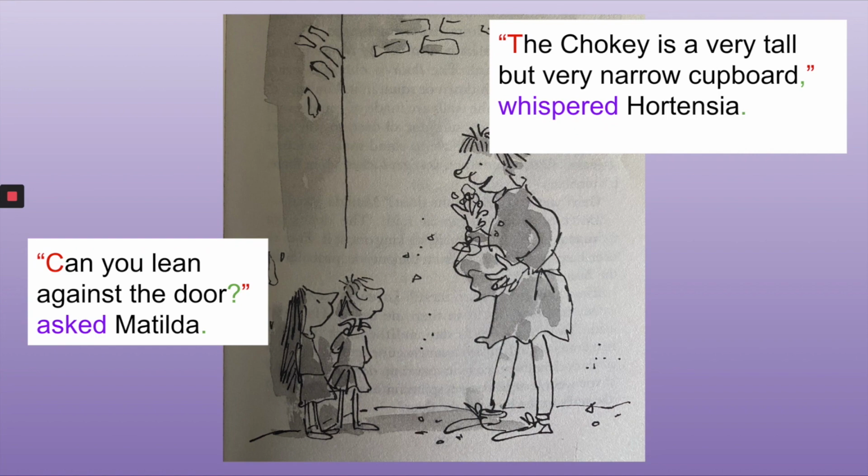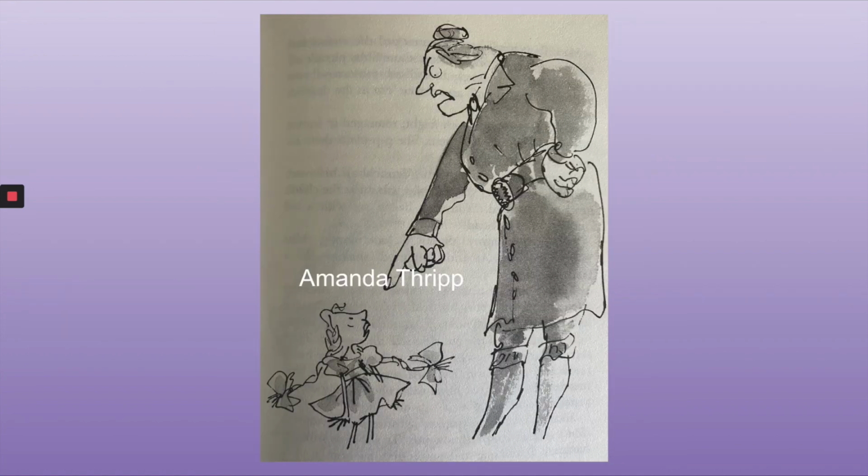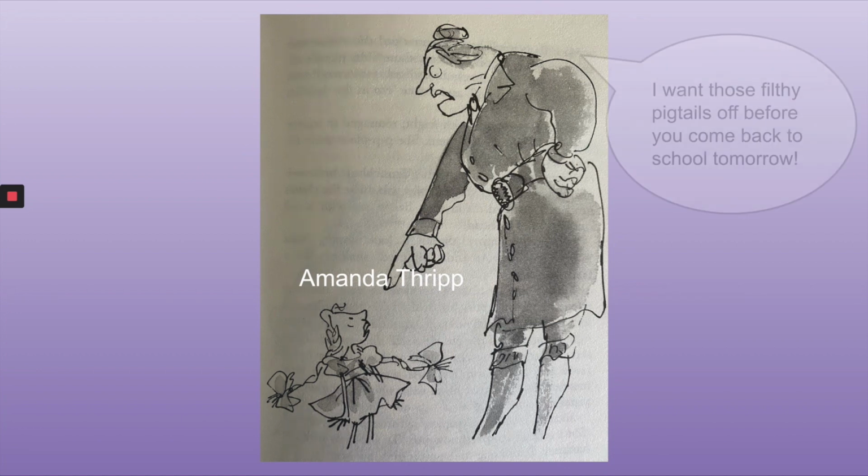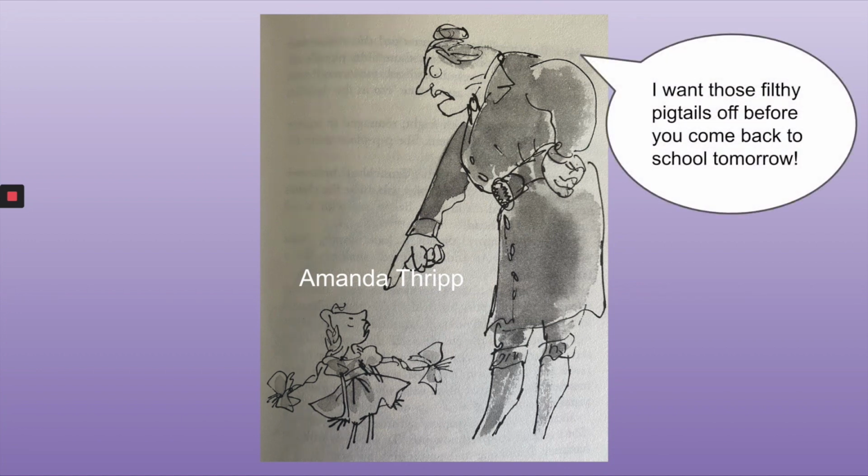So next one. In this scene, Miss Trunchbull is shouting at Amanda Thripp and saying how much she really, really hates her pigtails. So in a speech bubble, Miss Trunchbull has said, "I want those filthy pigtails off before you come back to school tomorrow." And we are going to say that Miss Trunchbull has shouted. So I'm going to show you how to turn this into a sentence using speech marks.